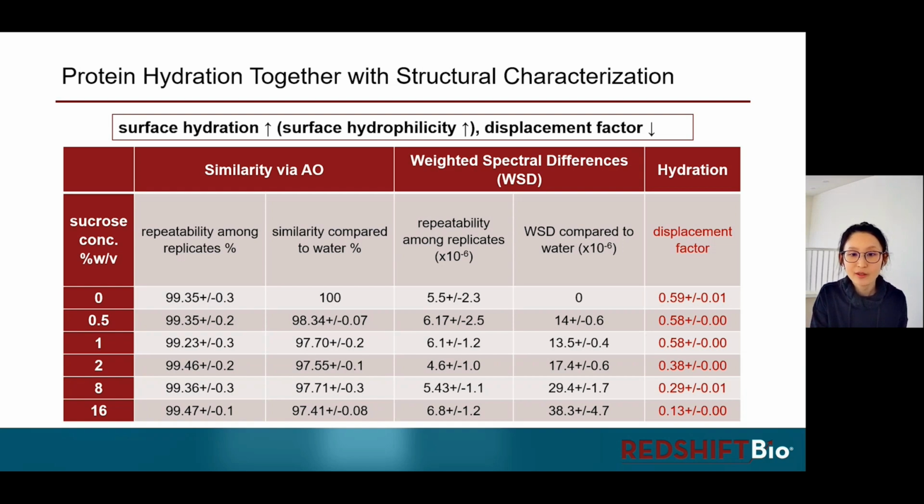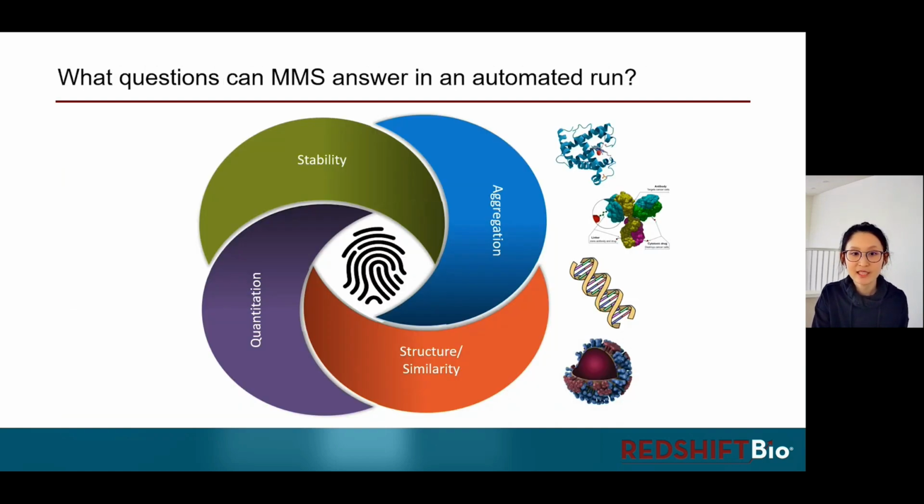Then with this tool, we can easily see how other factors affect protein hydration and surface hydrophobicity, like oxidation, temperature, etc. So in addition to all the standard things you are getting out of MMS, it also gives you free data on protein hydration or protein surface hydrophobicity, which greatly correlates to protein stability in the formulations.